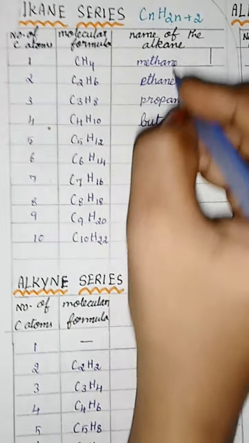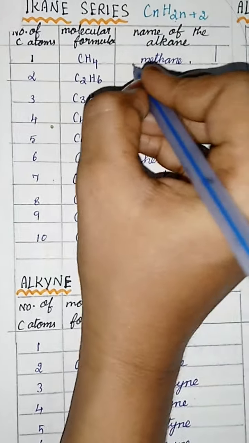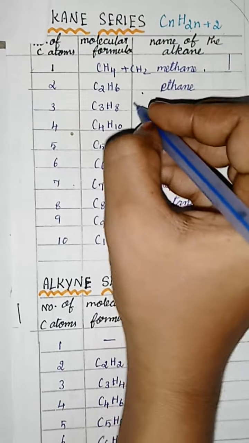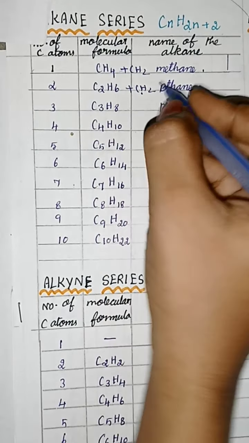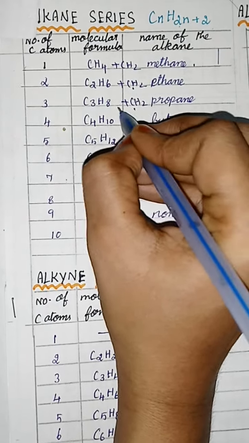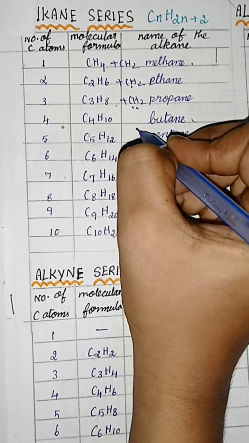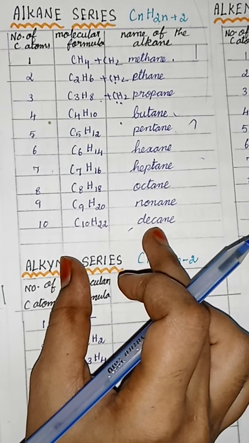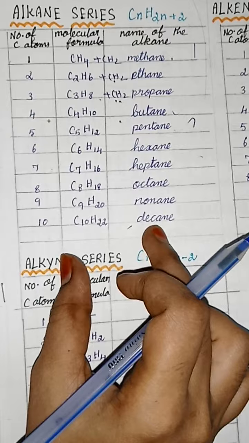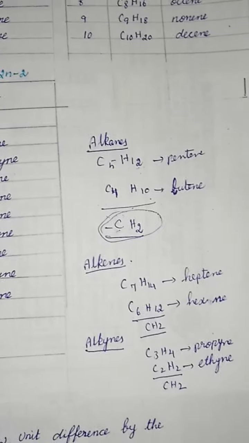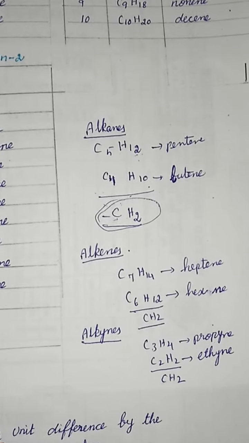Next, if we add CH2 to methane, we get ethane. If we add CH2 to ethane, we get propane. If we add the CH2 group to propane, we get butane. So all the members of the alkane series differ by only a CH2 group. It is not only in the alkane series. Here I take the example of the alkene members heptene and hexene.